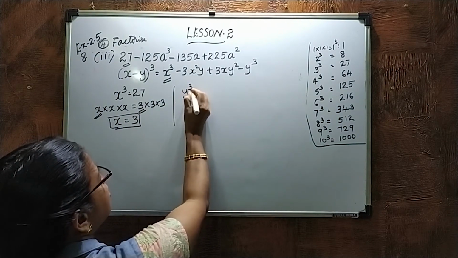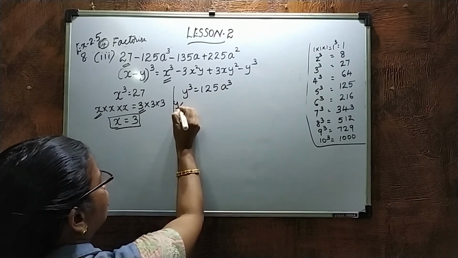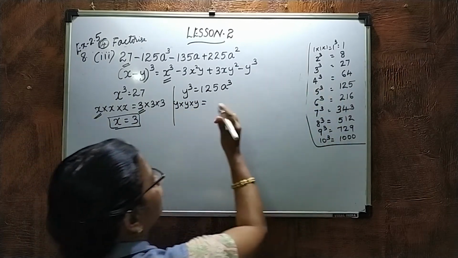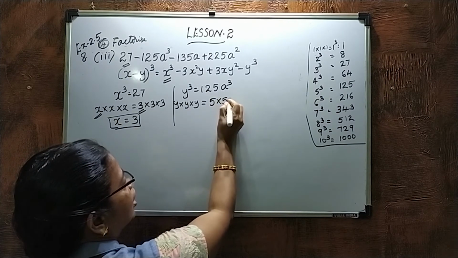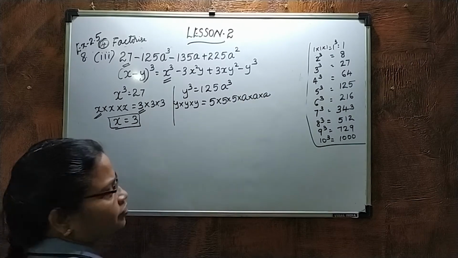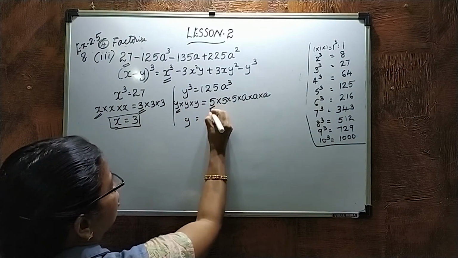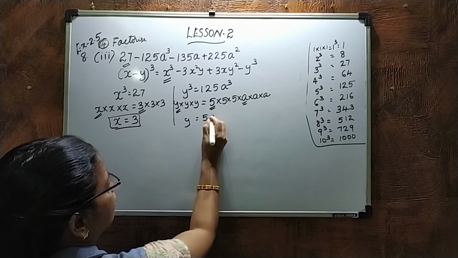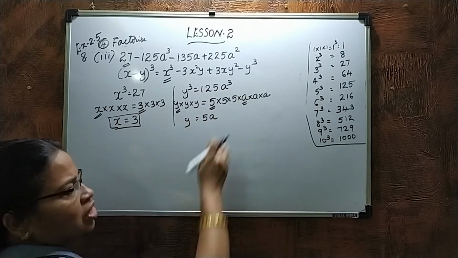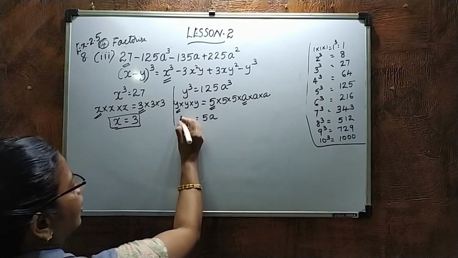So y cube equals 125a cube. That means y into y into y equals 125, which is 5 cube. That means 5 into 5 into 5 into a into a into a. Right? So y is 5 and a, it is 5a. Clear? Two factors are there, and you have to take both factors. Don't think that only 5 will be enough. No, that variable also you have to take. Now y is equal to 5a.